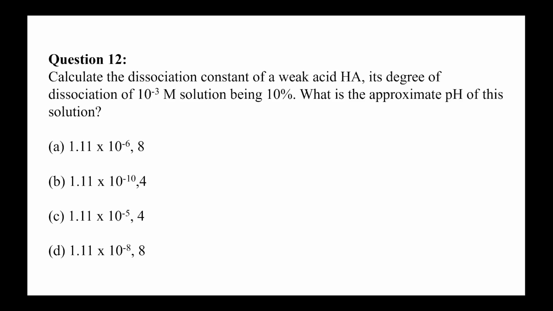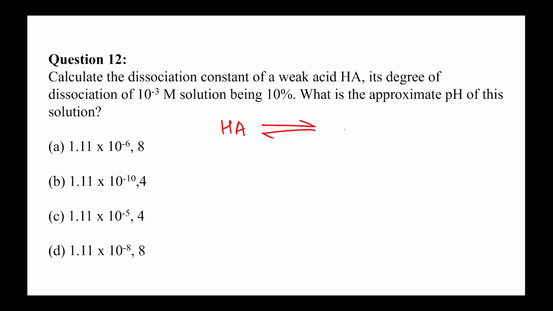Calculate the dissociation constant of weak acid HA. Its degree of dissociation for a 10 raised to power minus 3 molar solution is 10%. So this is similar to the question that we have solved. What is the approximate pH of the solution? So we have to now calculate the dissociation constant and pH.